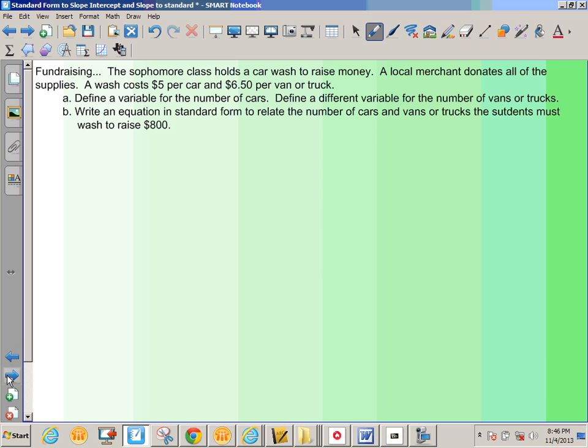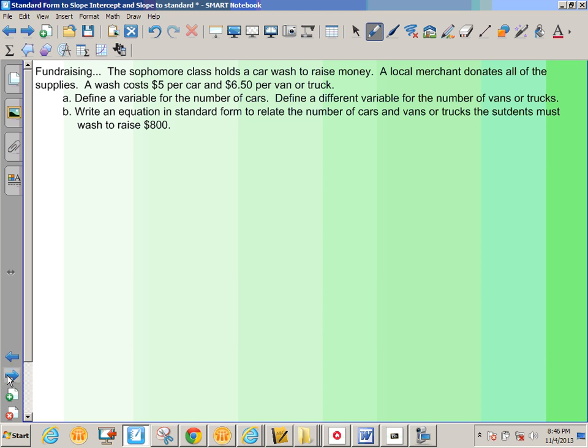In the last example, it is a word problem. It says the sophomore class holds a car wash to raise money. A local merchant donates all of the supplies. A wash costs $5 per car and $6.50 per van or truck. Step 1, or letter A, define a variable for the number of cars. Define a different variable for the number of vans or trucks. And then we're going to write an equation.